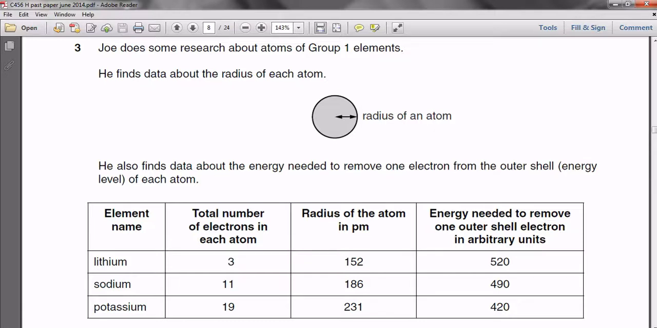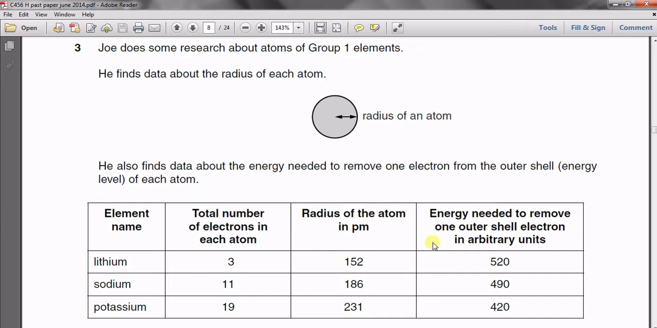Question 3 is a longer answer question about the group 1 elements. It gives you some information about the group 1 elements in this table here. It gives you the total number of electrons in each atom of lithium, sodium and potassium. It gives you the radius of the atom. It also tells you the energy needed to remove one electron from its outer shell.